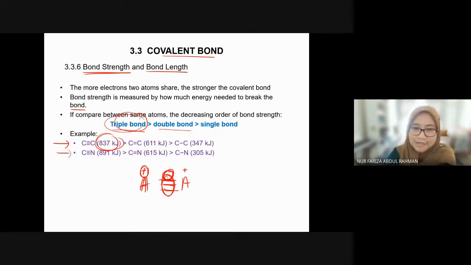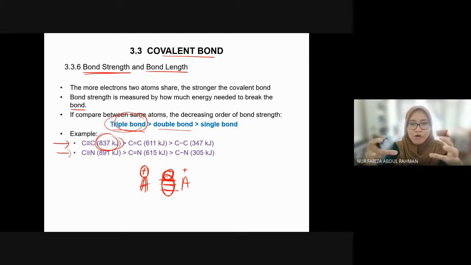bond. Stronger bond means more energy is needed to break it, because the nuclei attract more when there are more electrons. So the more bonds, the more electrons, and the more electrons, the more the nucleus attracts.